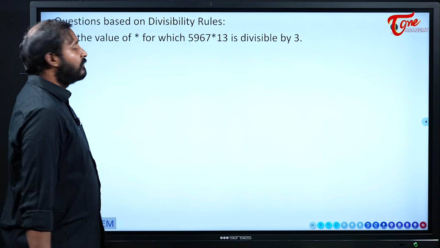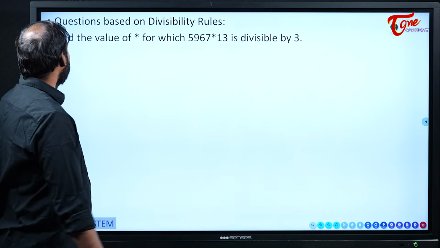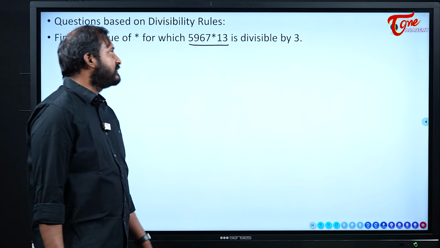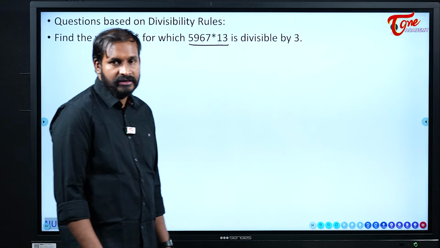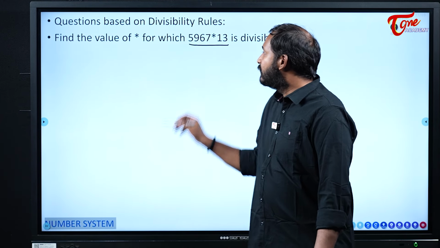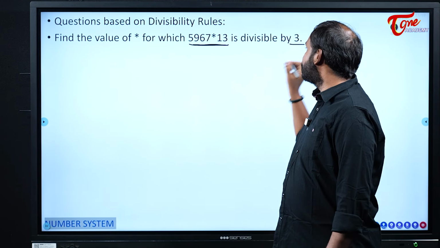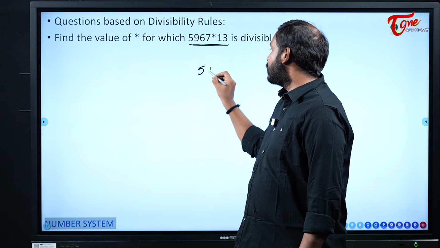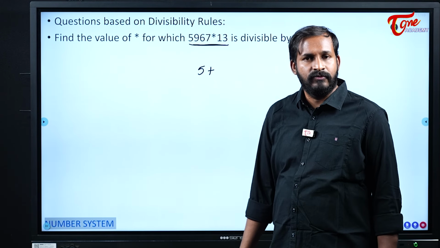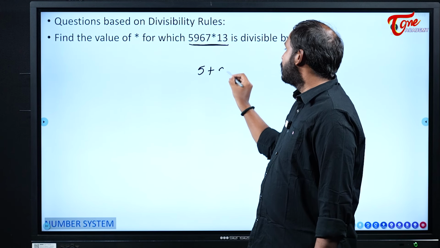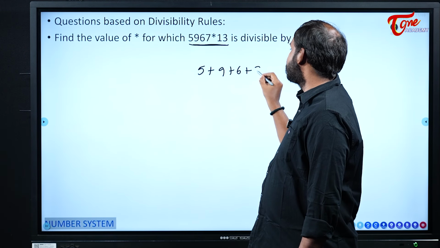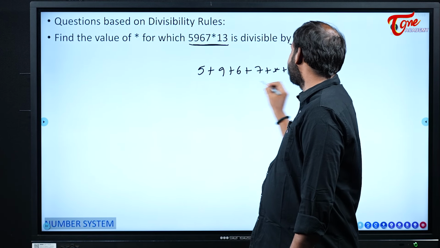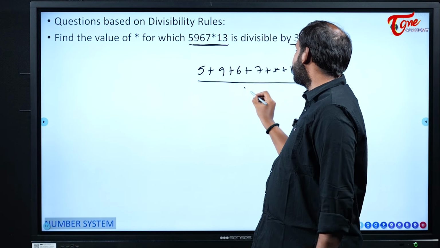Questions based on divisibility rules. Now, find the value of star for which 5967*13 is divisible by 3. So, they are telling that there is a number which is divisible by 3. Now, we will solve that question. What is the divisibility rule of 3? The sum of the digits should be divisible by 3. That means 5 plus 9 plus 6 plus 7 plus star plus 1 plus 3 should be divisible by 3.